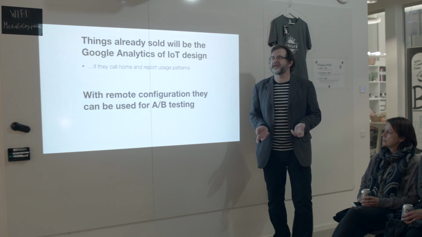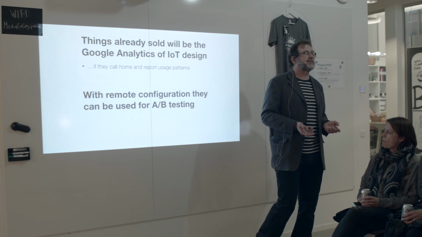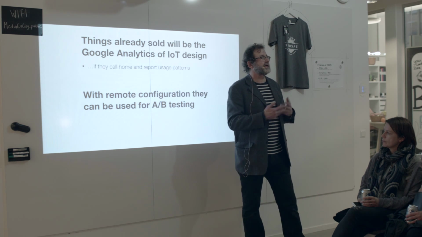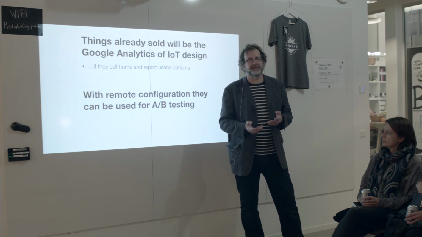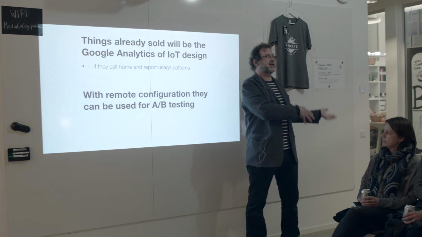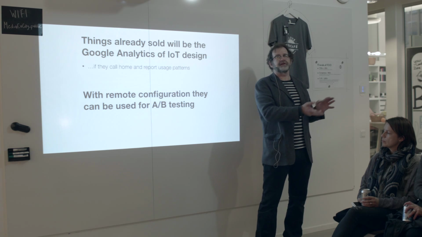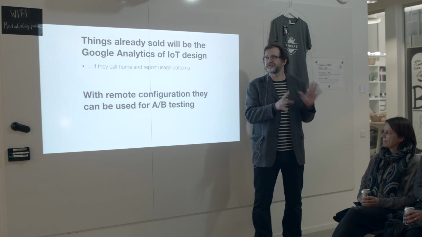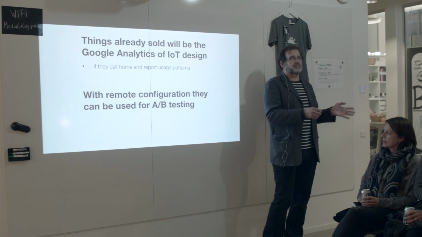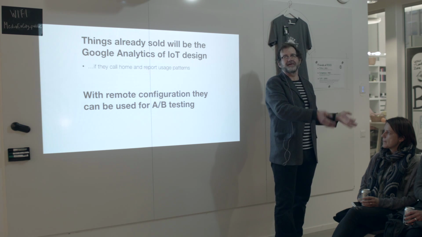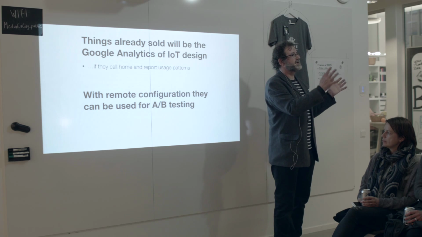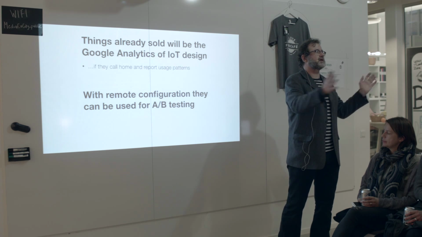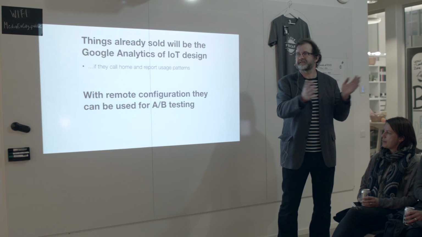Some things are even possible to remotely configure, and therefore they can be used with A/B testing. Like, okay, what happens if we change this configuration like this? What effect does it have on usage for a small part of the product population? And then, oh, it went swell. Then we roll it out for everything in the next update.